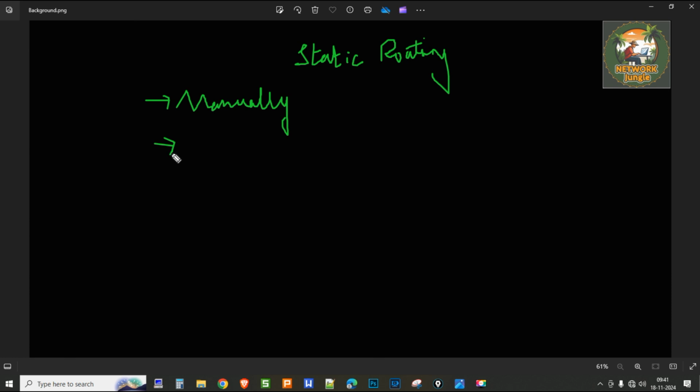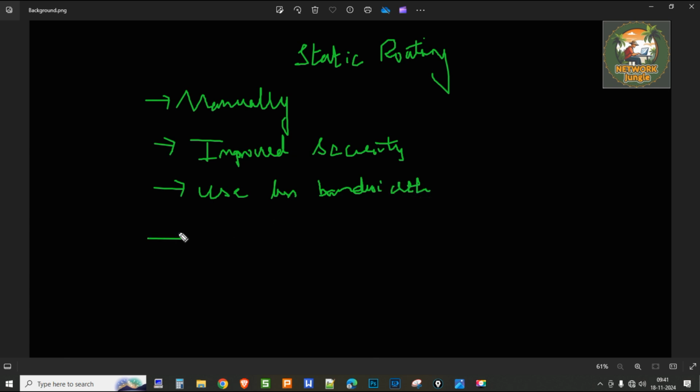So I will manually configure the destination networks. The security will be improved. It uses less bandwidth compared to dynamic routing, because dynamic routing uses bandwidth to understand the path, but while configuring static routing there is no use of bandwidth and CPU cycles. No CPU cycle utilization for static routing.